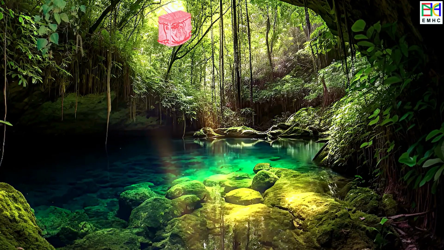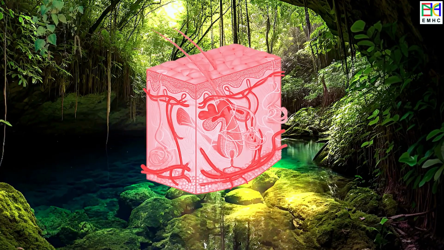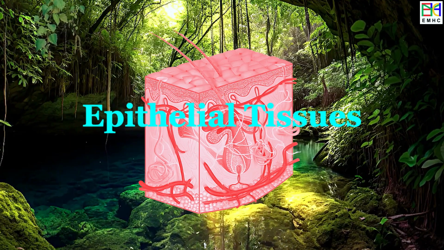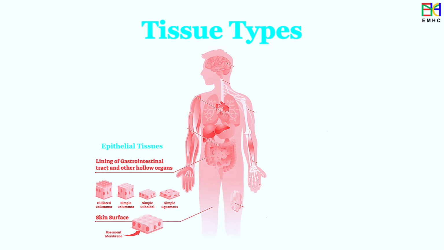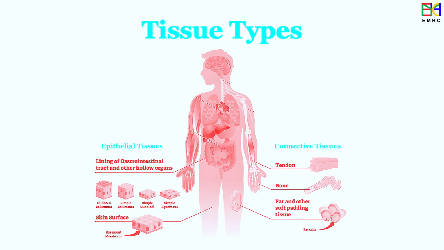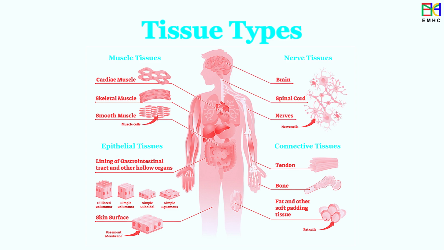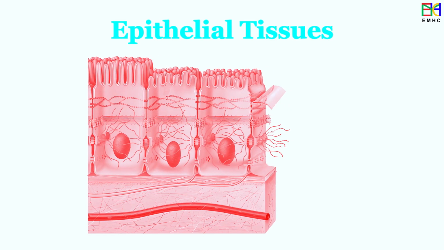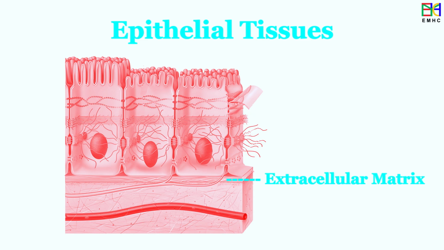In this episode, let's start our journey of discovering the mysteries of epithelial tissues, also known as epithelium, with High Body. Human tissues with specific functions are grouped into four basic types: epithelial, connective, muscle, and nervous. Epithelial tissues are thin, continuous, and protective layers of closely packed cells with minimal extracellular matrix.